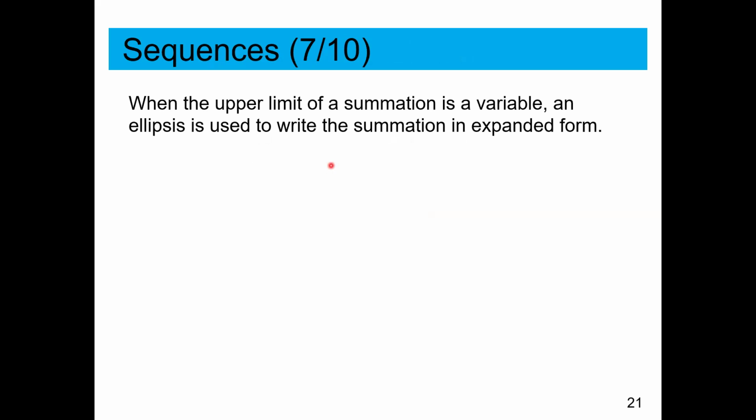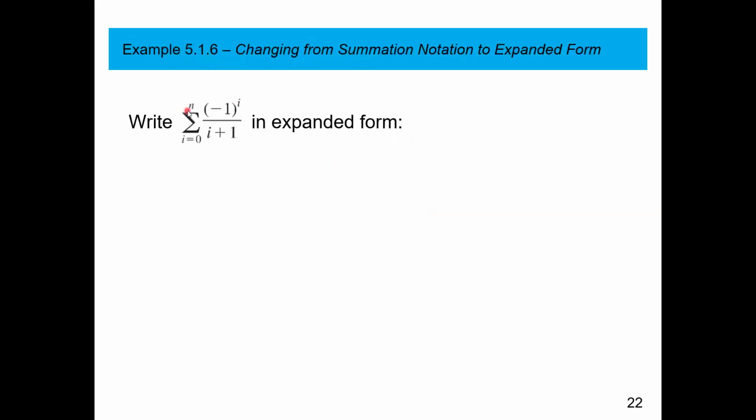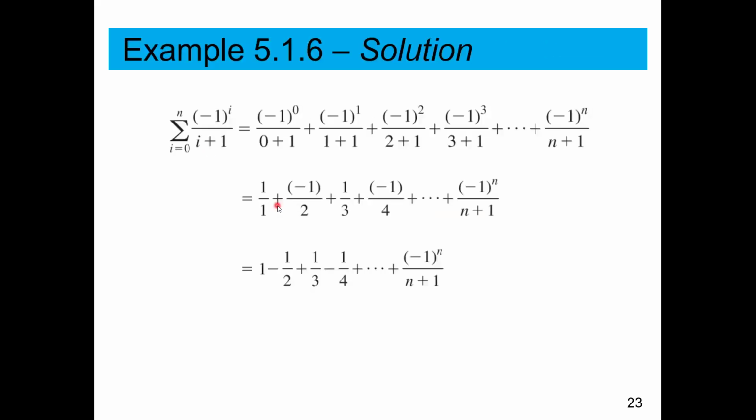Well, we use that ellipses again. So let's look at what that means. So let's say I have this n. What does that mean? So remember, I'm doing this as a general formula. It means it starts at 0 and it goes to whatever n value I want. So I would write it out like this.